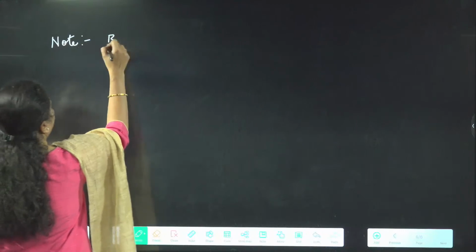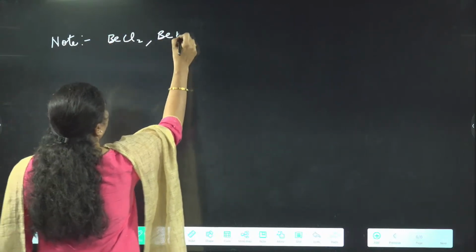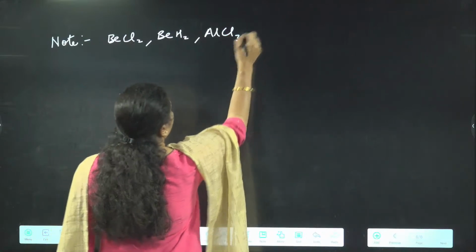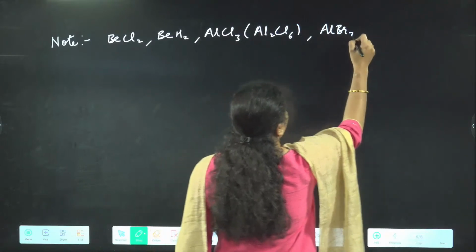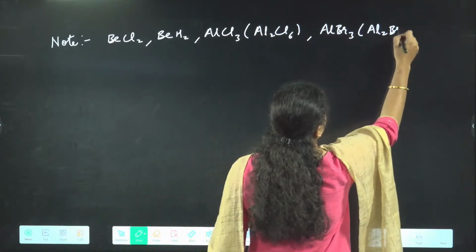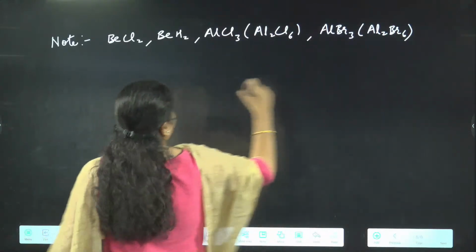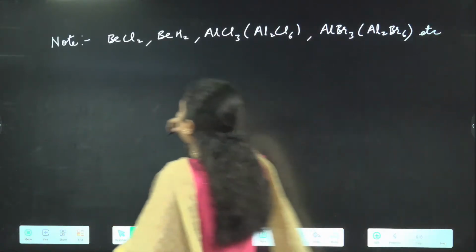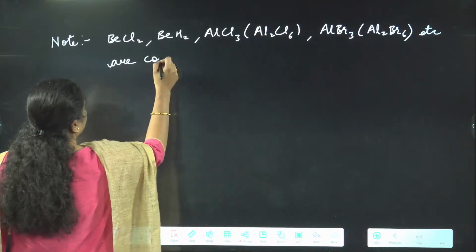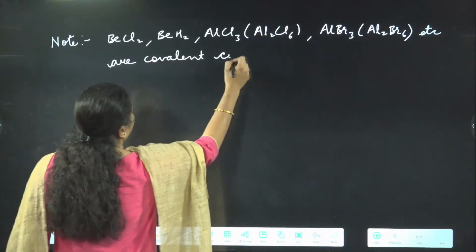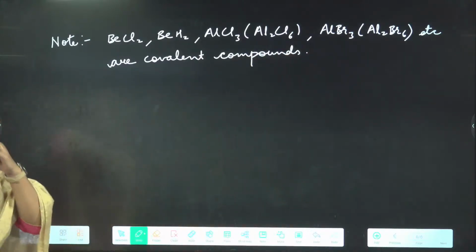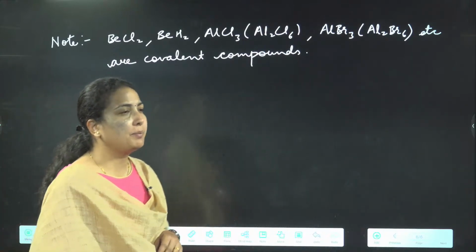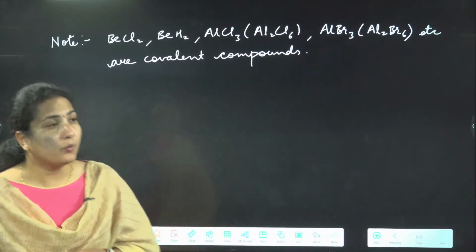Then I'm just writing down one note. BCl2, BH2, AlCl3, even the dimer of it, which is Al2Cl6, AlBr3, the dimeric form of it, Al2Br6, etc. Just a few of them I have written, are covalent compounds. Normally we think it is a metal and a non-metal, so it should be an ionic compound. But here, because of the high polarizing power of B+2 and Al+3, these compounds are covalent in nature. Okay.